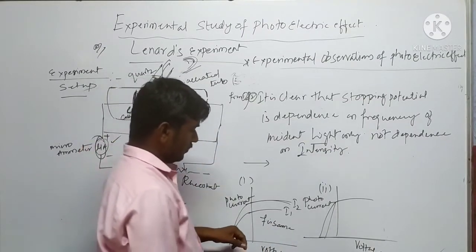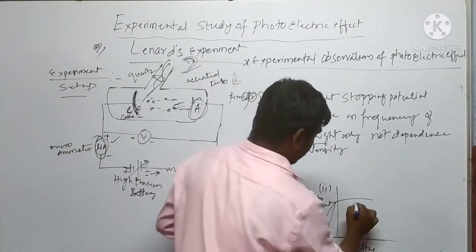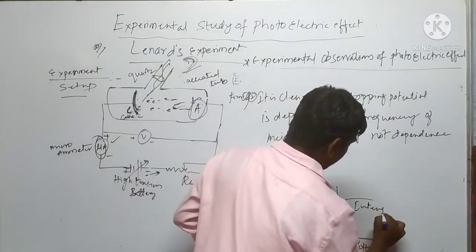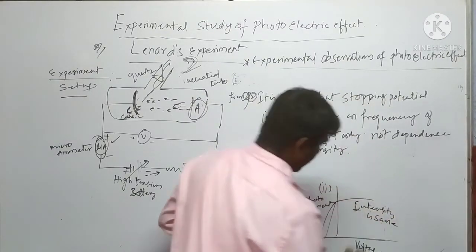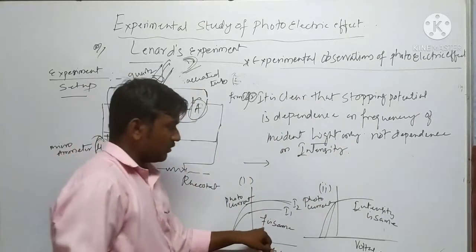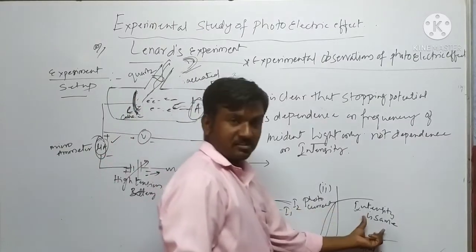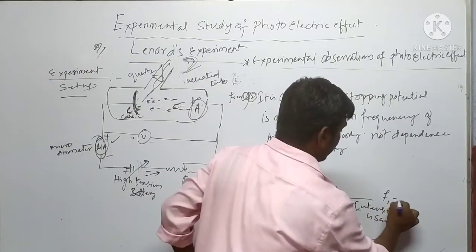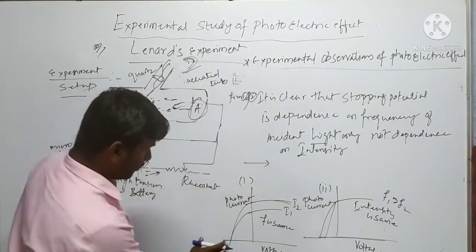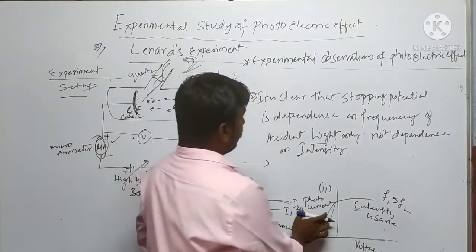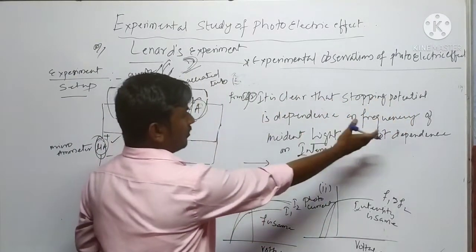So here the photocurrent, intensity is the same. Frequency is the same, intensity is the same. So frequency is the same but different intensity, and intensity is the same but different frequency. For example, f1 is greater than f2, like this. So we will have this graph. From 1 and 2, we have that stopping potential is dependent on frequency.